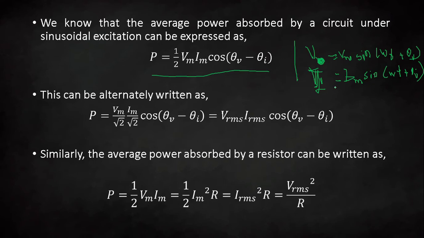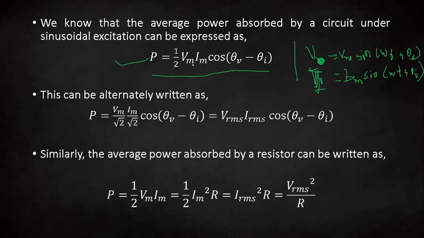These were your sinusoidal signals of voltage and current, V and I. In that case, we got this expression for the average power absorbed by a circuit, given by P is equal to 1 by 2 Vm Im cos of theta V minus theta I. Here theta V and theta I are nothing but the phase angles of voltage and current. We have derived that, you can check the previous lecture.